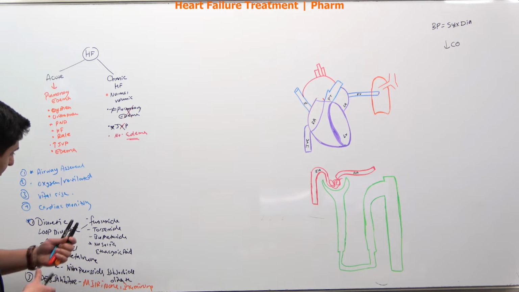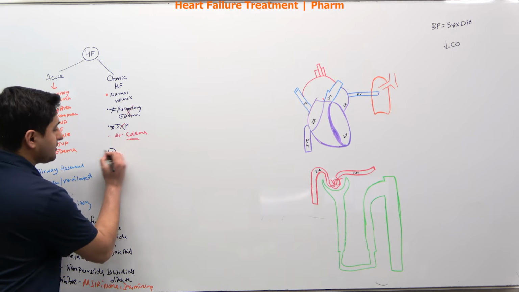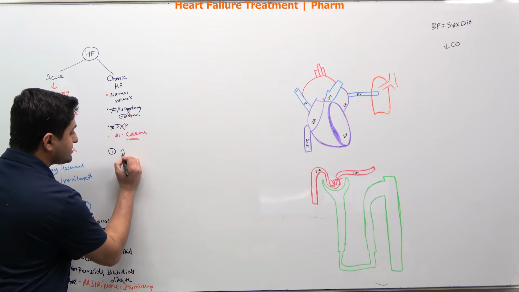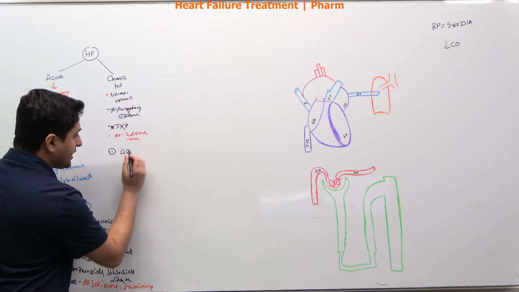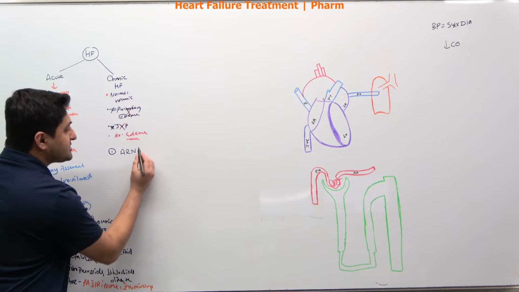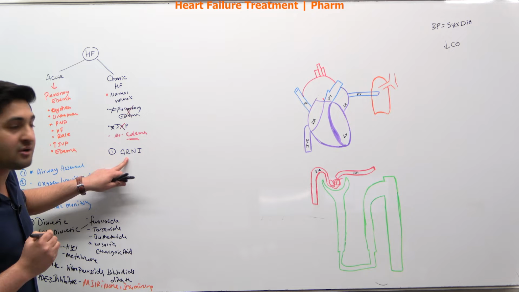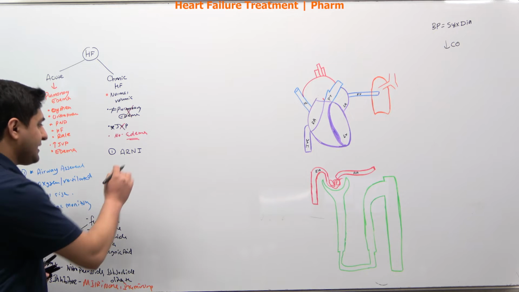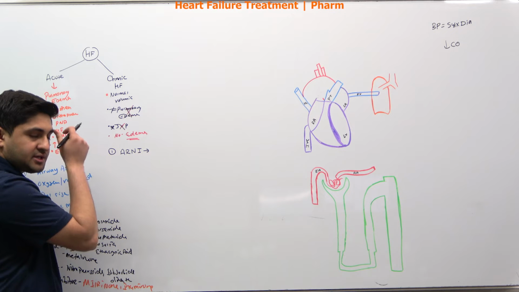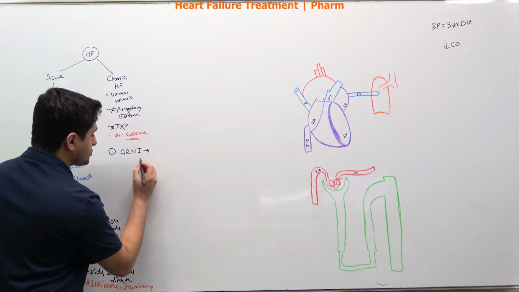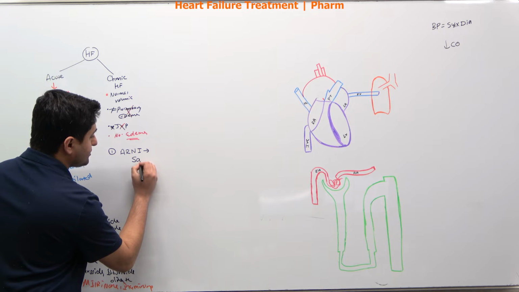Now, on top of this, when you manage chronic heart failure, this is where you have to use drugs like angiotensin receptor neprilysin inhibitors. This is called an angiotensin receptor neprilysin inhibitor. Usually you use a combination of two drugs, called Entresto. This is where you have sacubitril, let's write it down here.